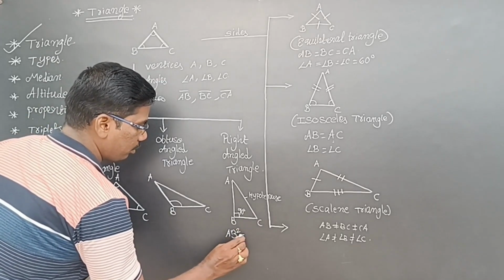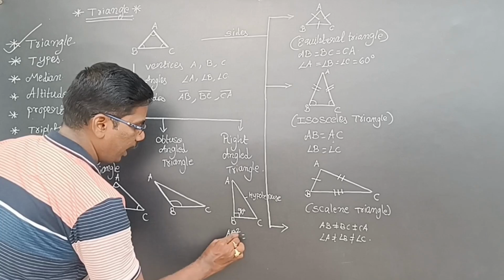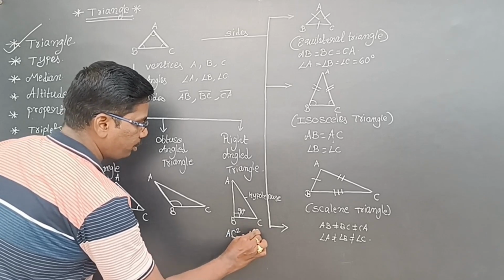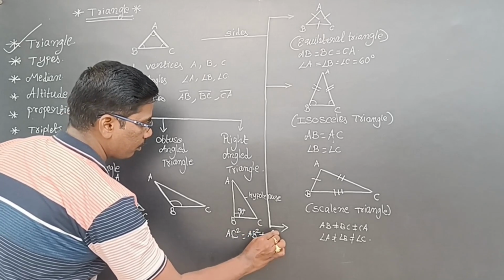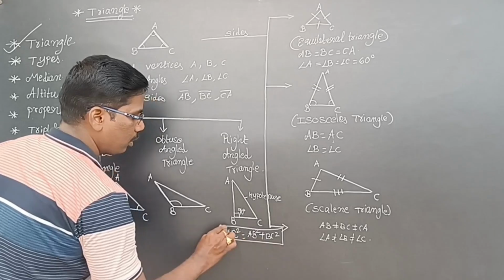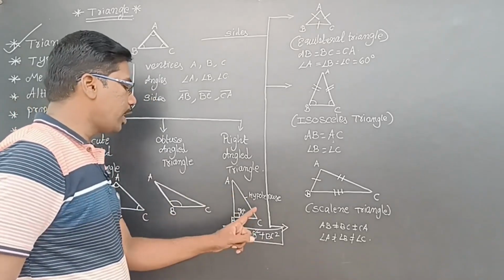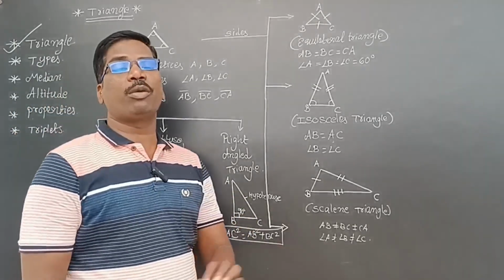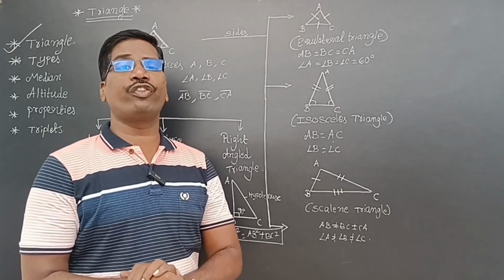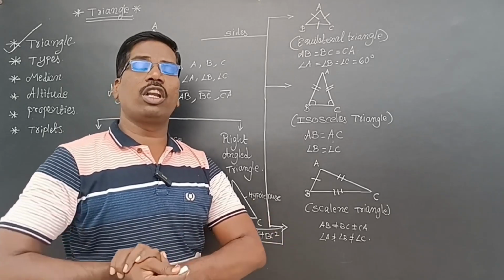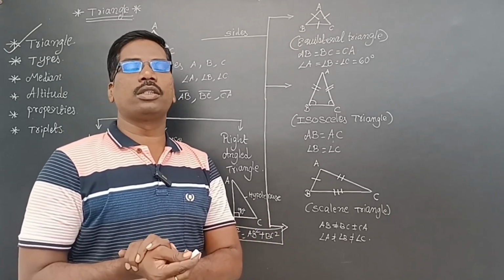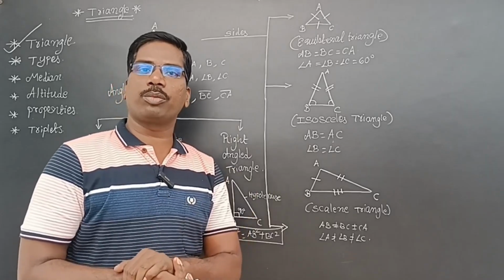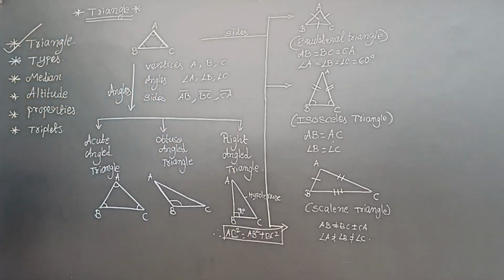AC square is equal to AB square plus BC square. So hypotenuse square is equal to side square plus side square. This is the Pythagorean theorem, which is very useful for our NMMS exam. Definitely 1 or 2 bits will be coming from this concept.